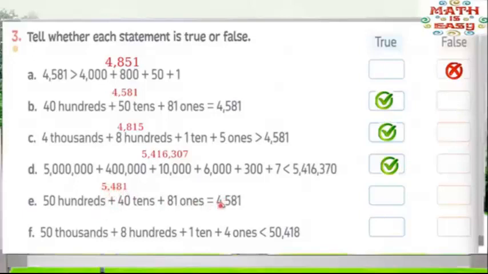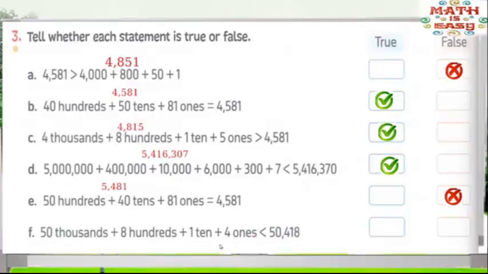5,481 and 4,000 are not equal, so this answer is not right. 50,000 plus 800, we have here 50,400. The 4 is in the hundreds place, but the other number has 8 in the hundreds place. But here we have 4. That means the last one here is 50,000 plus 800 plus 110.